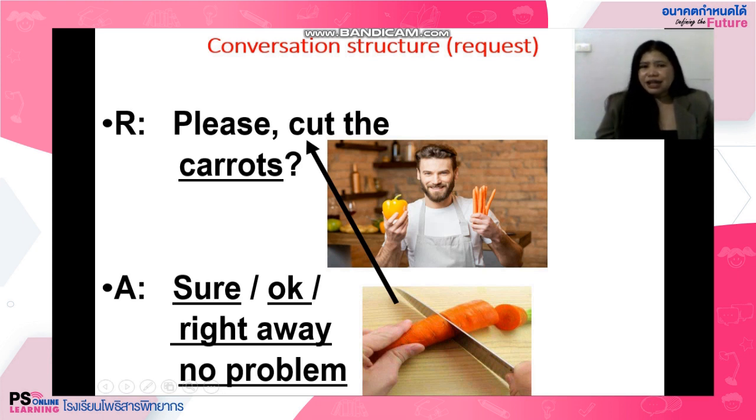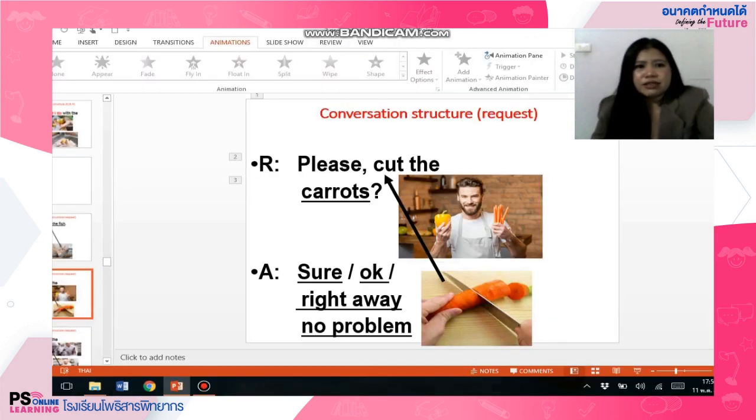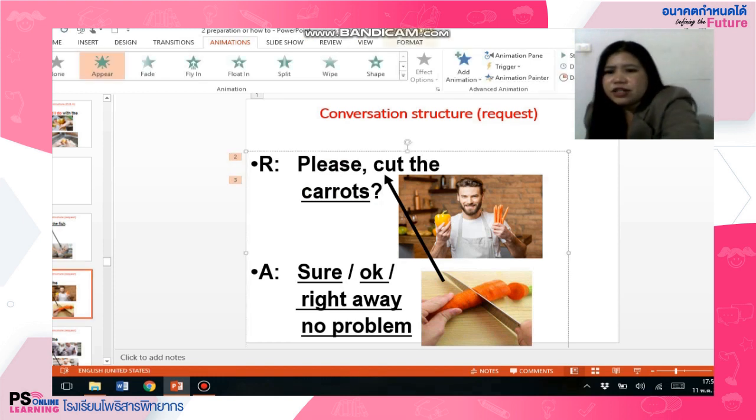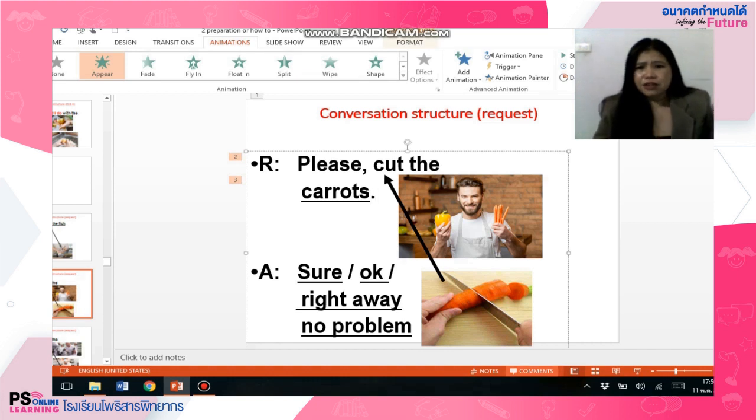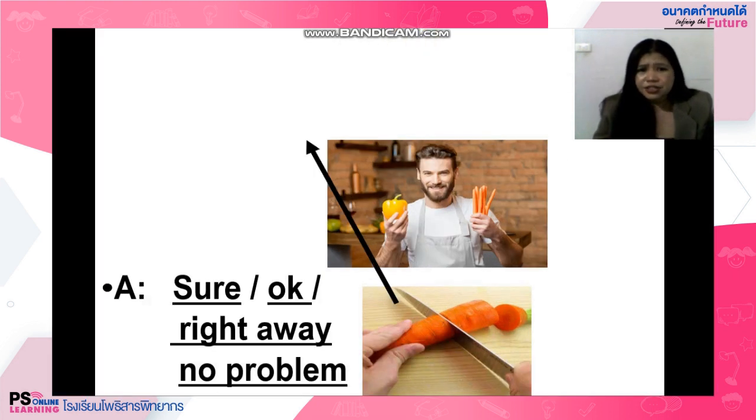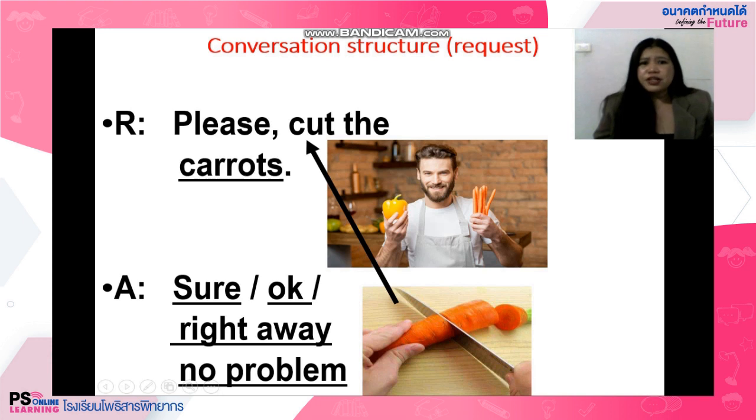Please cut the carrots. If you notice, instead of Q, you have R on the side, right? It's R and A. R means request. Request the thing that you want to do, not a question. Why is it a question? It's not a question. Let's remove the question mark. It is a period. It's not a question, it's a request, so there should be no question mark.